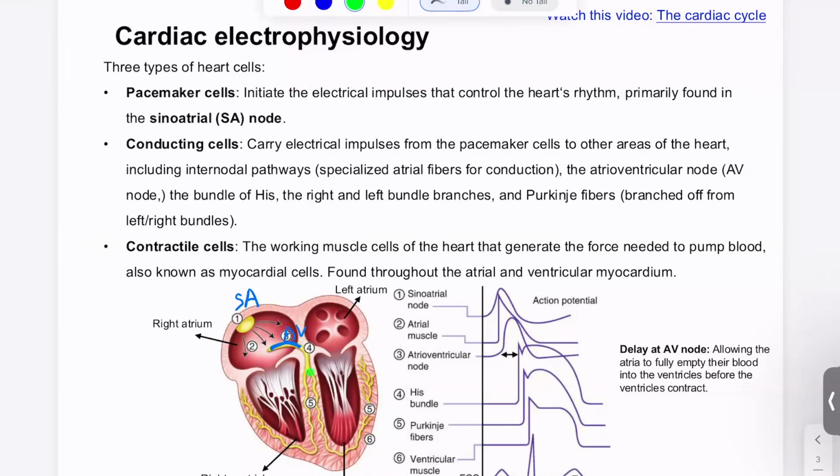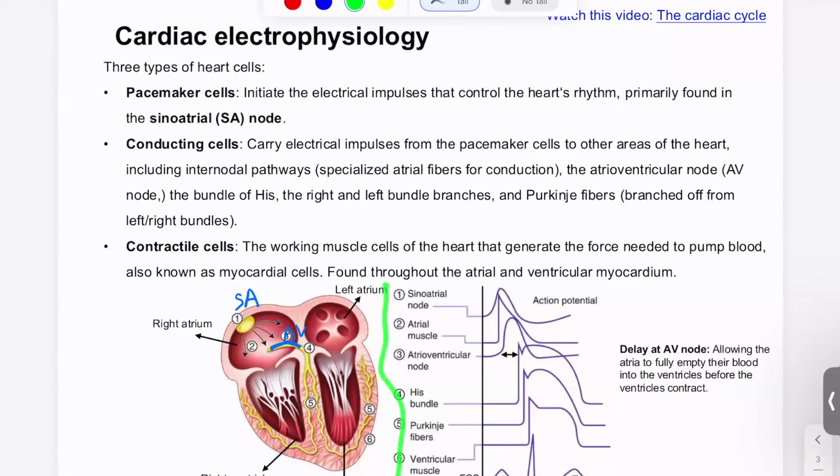Then once the electrical impulses travel past the AV node, they will go on to something called the His bundle. Then the His bundle branches into two branches called the Purkinje fibers. Then ultimately, the impulses will arrive at the ventricular muscles. At that point, the ventricular muscles will contract to push blood. This is a very high-level description.